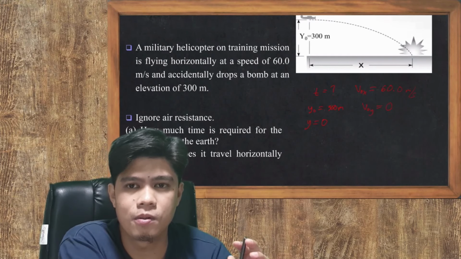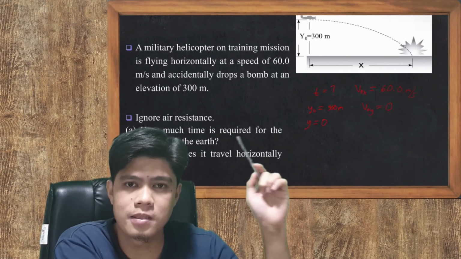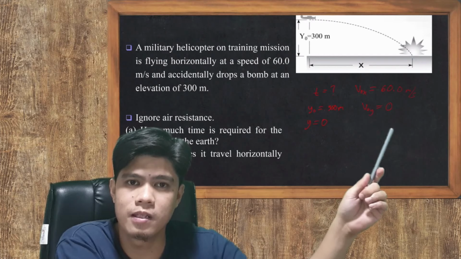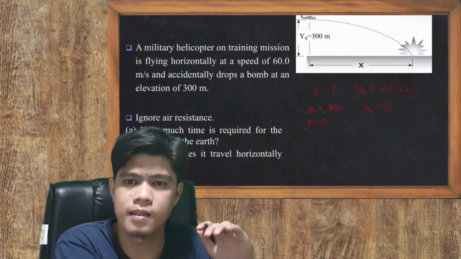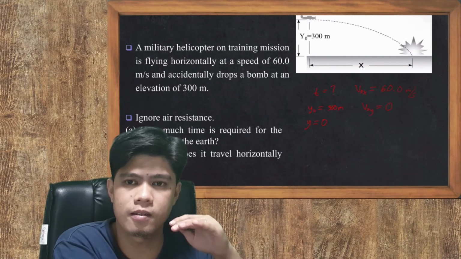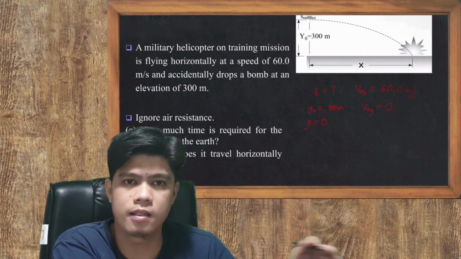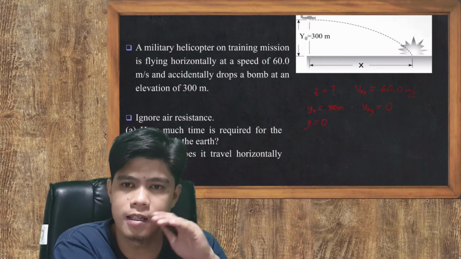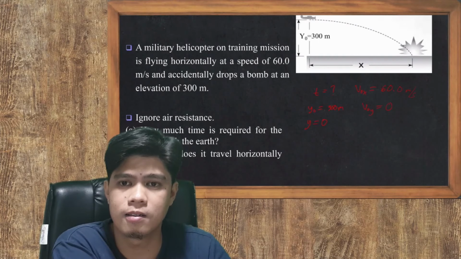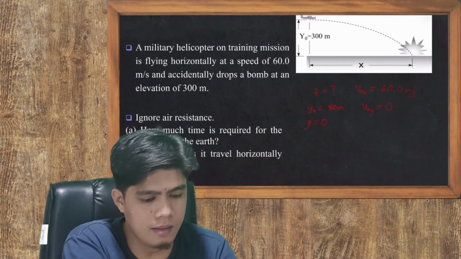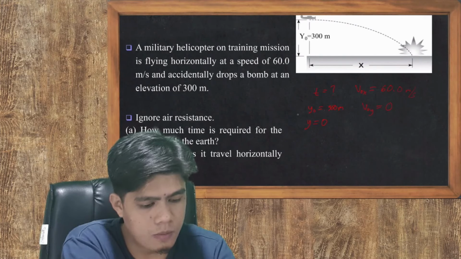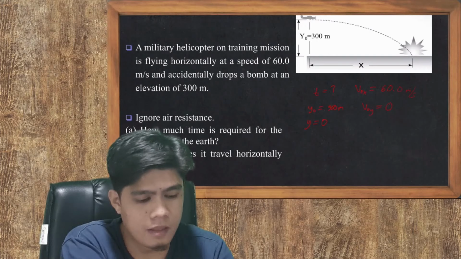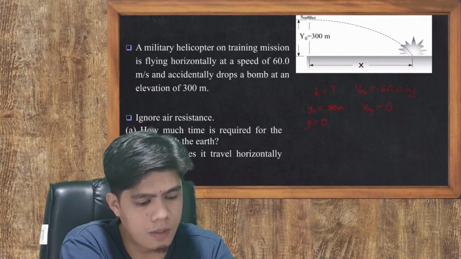Okay, so if you encounter this problem, based on experience, you should always have v naught y equals 0 if an object is fired horizontally. So do not forget that v naught y is equal to 0 if it is fired horizontally, or it has only an initial velocity along x. Now let's check which equation involves y and v naught y.